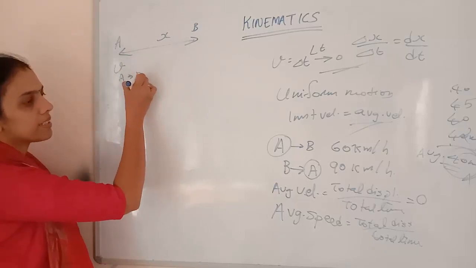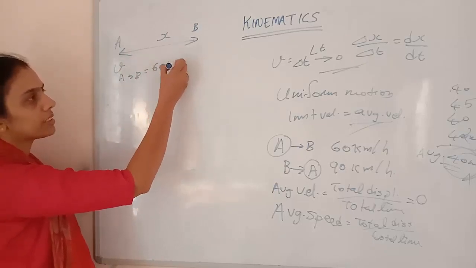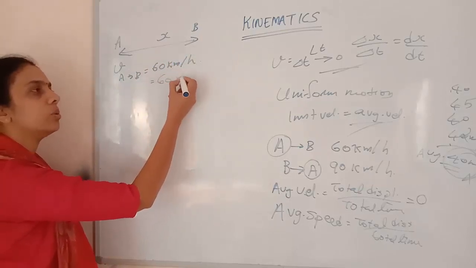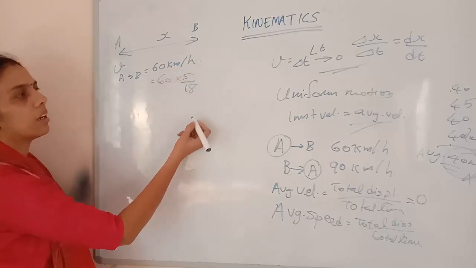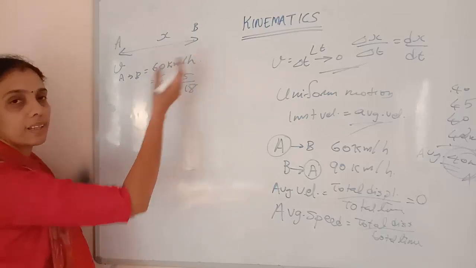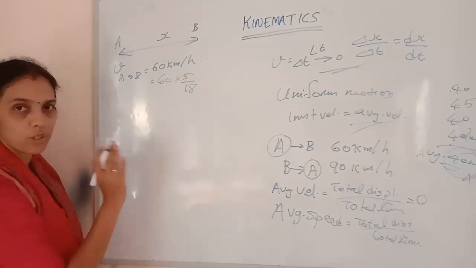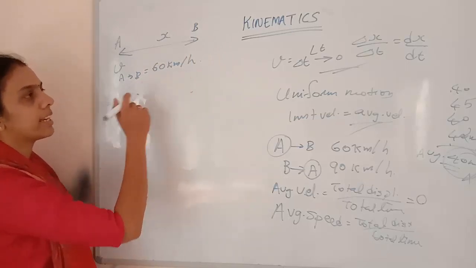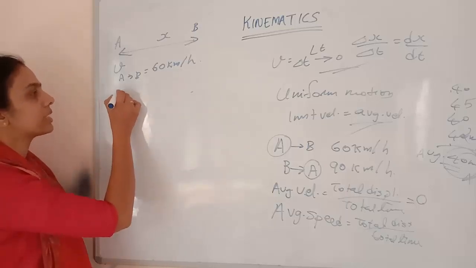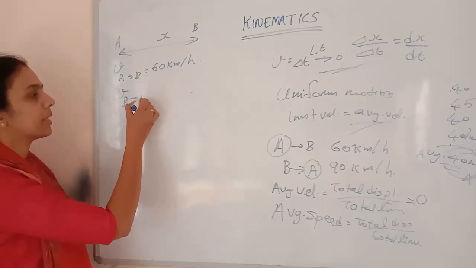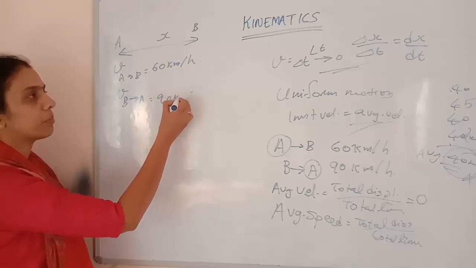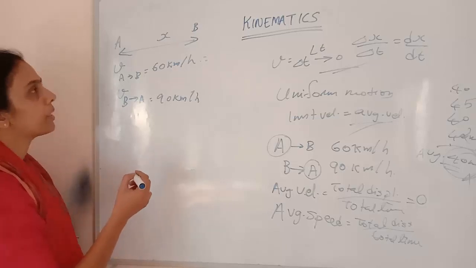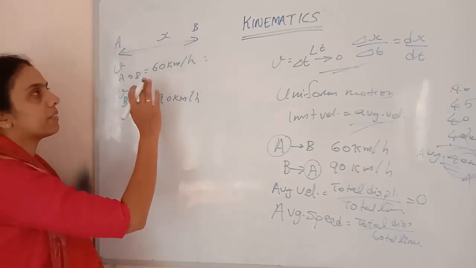The velocity from A to B is given as 60 km per hour. You can convert it into meters per second, or keep 60 km per hour; it's not an issue. I am doing it in kilometers per hour only. Next, the velocity from B to A is given as 90 km per hour. We know velocity equals distance traveled divided by time.